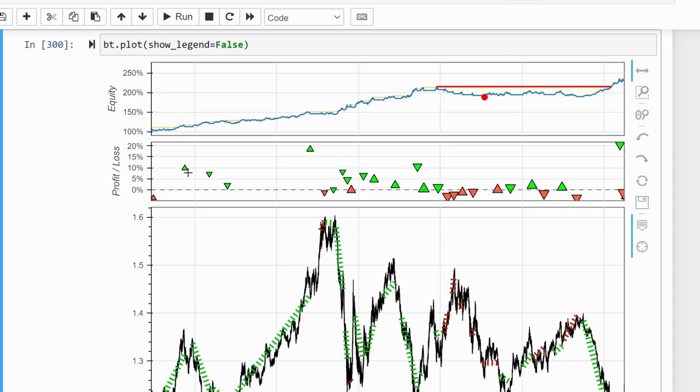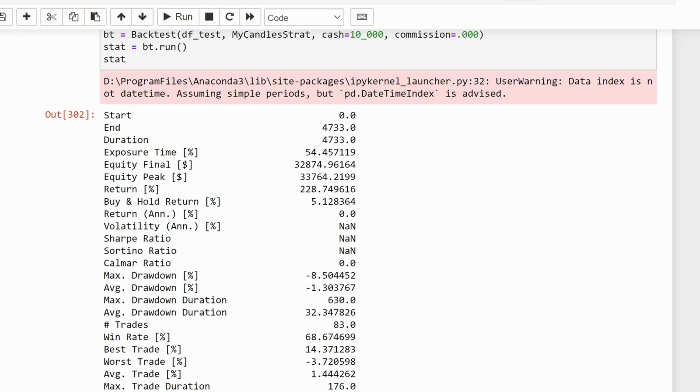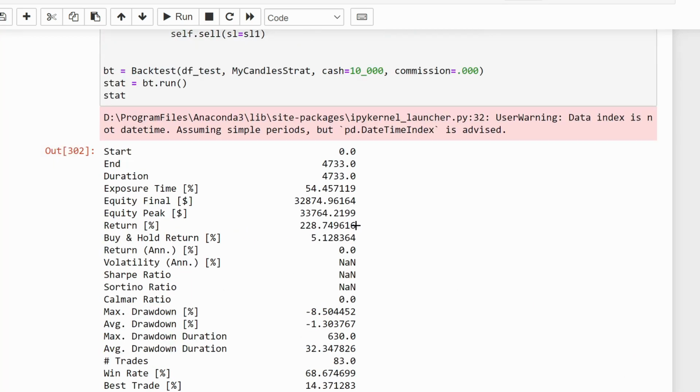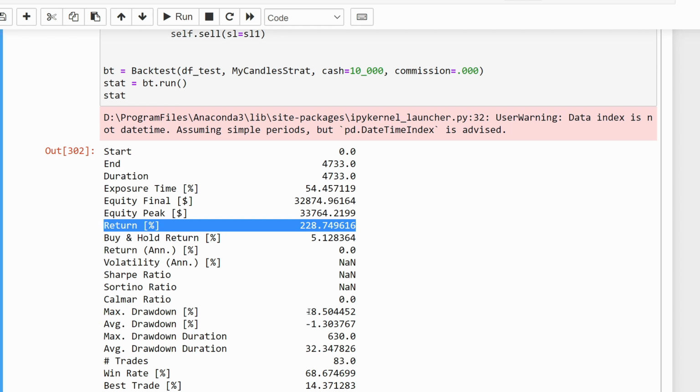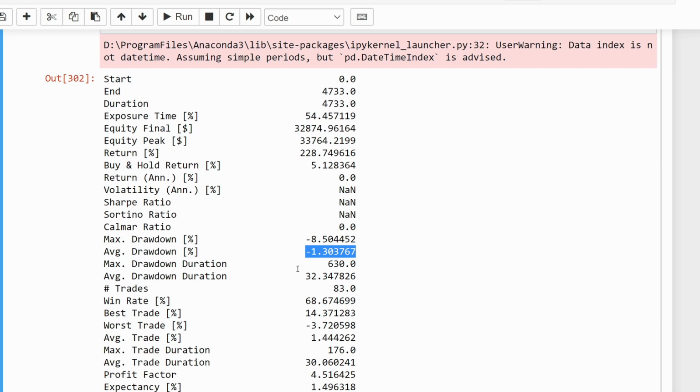So if I run this, first of all, I'm going to check the effect on the returns. We now have a return of 228%. This is huge. And then we have a maximum drawdown of minus 8.5%, an average drawdown of 1.3%, and the maximum drawdown duration is 2 years. Well, almost 2 years. This is bad. Still, we have some points to fine tune here. But look at the win rate. 68% of our trades are winning trades. The best trade is 14%.